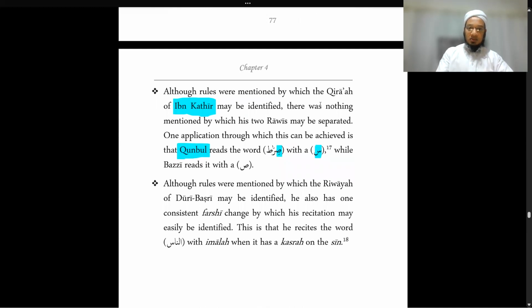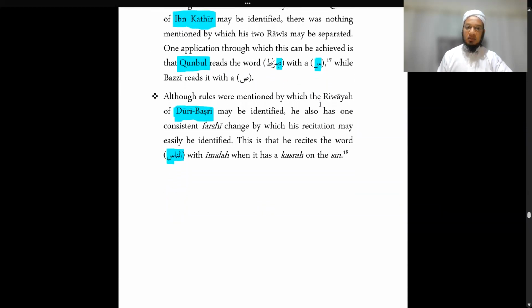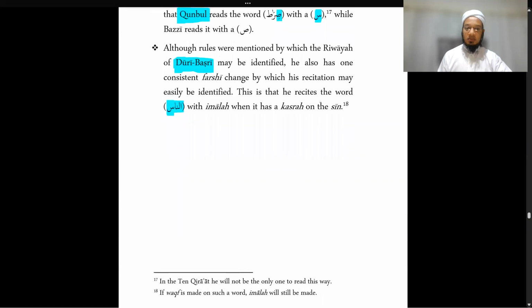Although we did mention the rules by which we could identify Duri Basri, there's one very easy farshi change that you can listen out for, which is the word An-Nas. If it has a kasra at the end, then it will be read with imala by Duri Basri. And you will do this even if you stop on it and read the kasra as a sukun. So if you hear, for example, Surah An-Nas, قُلْ أَعُوذُ بِرَبِّ النَّاسِ مَلِكِ النَّاسِ إِلَهِ النَّاسِ, if you hear the imala in that word, then you know it is Duri Basri, the only one of the 10 qurra to read in that way.